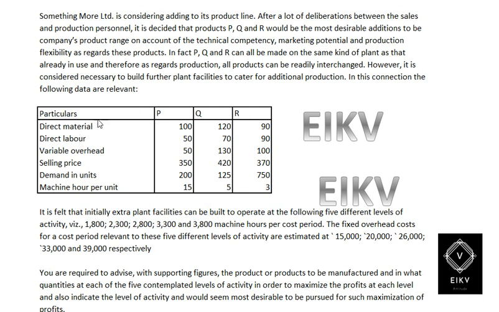So here we have given some of the details of the products P, Q, and R. Direct material 100, 120, 90. Direct labor 50, 70, 90. Variable overhead 50, 30, and 100. Then we have fixed selling price as 350, 420, and 370. Demand in units 200, 125, and 750. Machine hours per unit 50, 5, and 3.